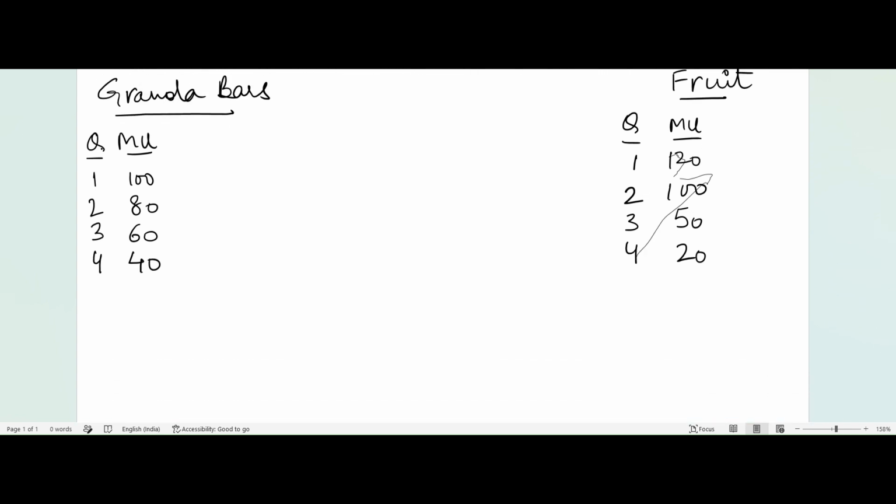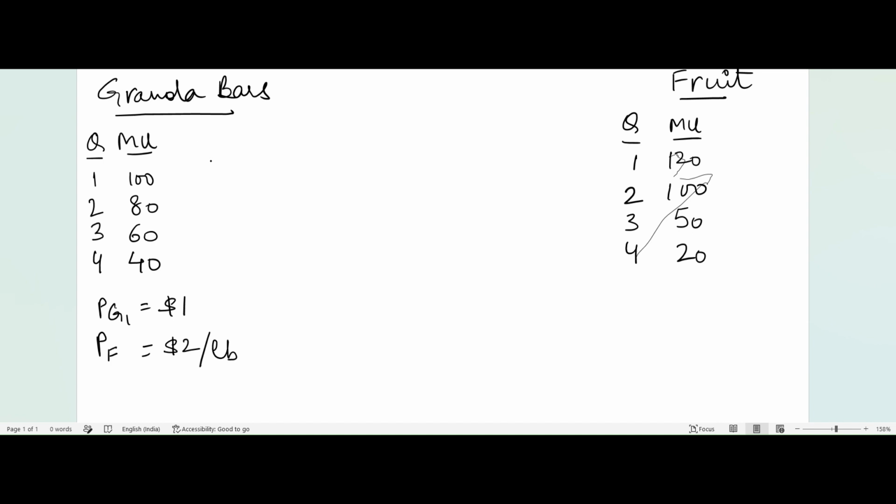Okay. So with this, I have also been given that my price of granola bar is $1 and price of fruit is equal to $2 per lb. All right. So that's one.